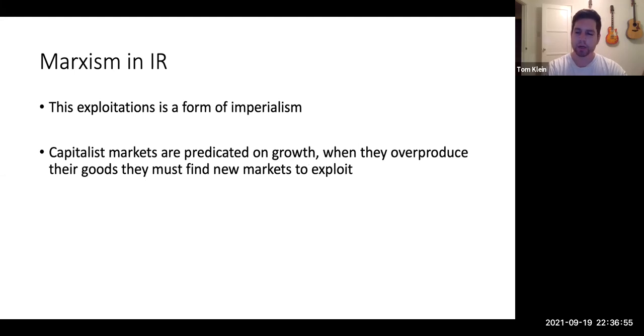So Marxists would say that this exploitation of periphery countries is simply advanced imperialism with extra steps, right? And one of the fundamental flaws of capitalism is it's predicated on growth. It needs a continually growing market. When goods are overproduced, whether it be in America or abroad, we constantly need more markets to sell and new markets to exploit. Again, this idea of a race to the bottom, find the cheapest goods possible, sell anywhere you can to make that profit.